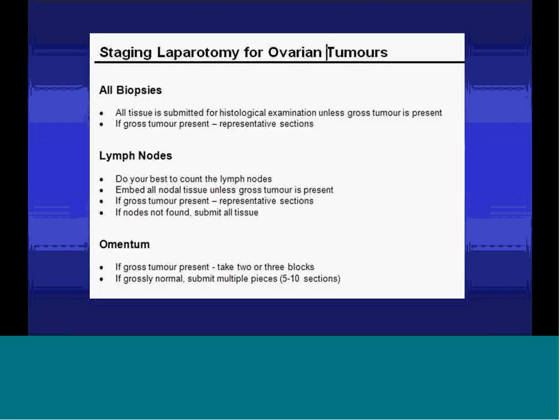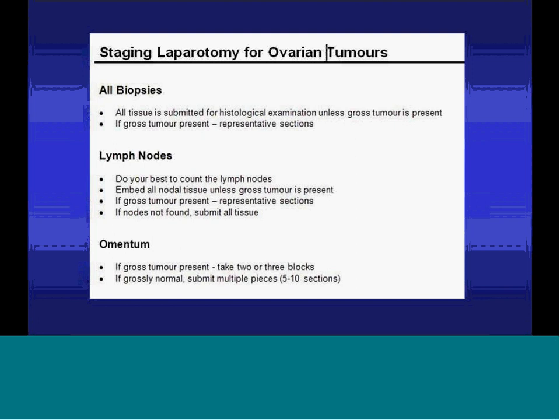And finally, the staging laparotomy. Most ovarian tumors, especially for carcinoma, will come with multiple peritoneal biopsies and the omentum. And the bottom line for these sort of biopsies is that everything should go through unless you can see tumor. So for peritoneal biopsies, we submit all of the tissue unless gross tumor is present, in which case we'll just put through representatives. The same for lymph nodes.